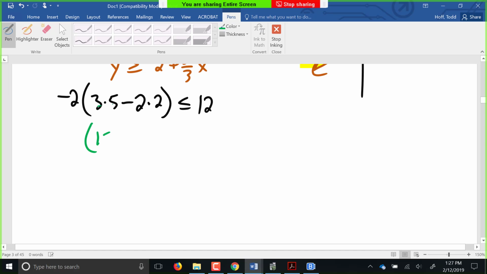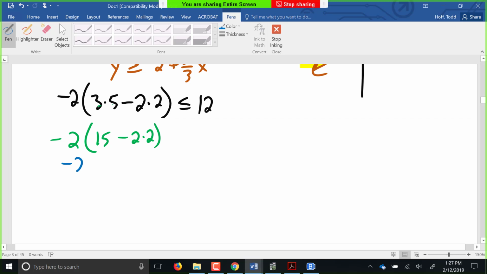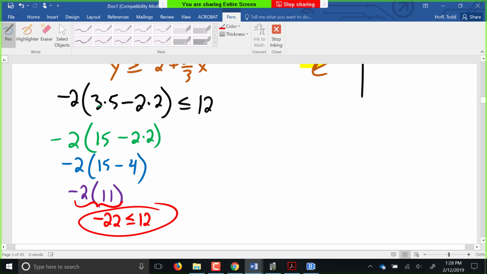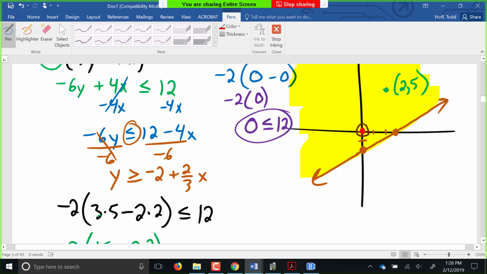Yeah, 3 times 5 is 15. Now, technically, we should treat this as a separate step. I would probably go ahead and do it all at once, too. But 2 times 2 is 4. And then 15 minus 4 is 11. Multiply it by negative 2 to get negative 22. Is that less than or equal to 12? Sure is. Let's try another point.